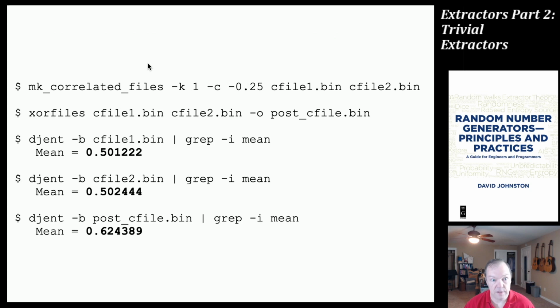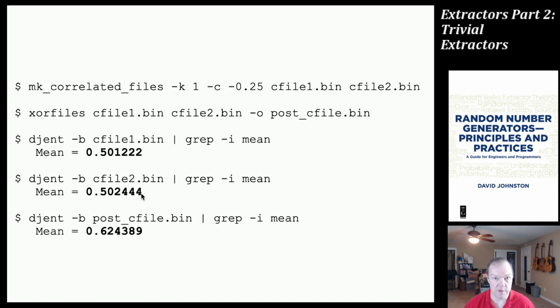So let's try that. We'll make 2 correlated files. I spent today writing a program called make correlated files. We produce 1K of data, and we're setting a correlation of -0.25 between the files. These are the 2 files that are generated. Each file itself is unbiased. So we measure it, and I've grepped out the mean line, and we find the mean in the first file is 0.501222, and the mean in the other file is 0.502444.